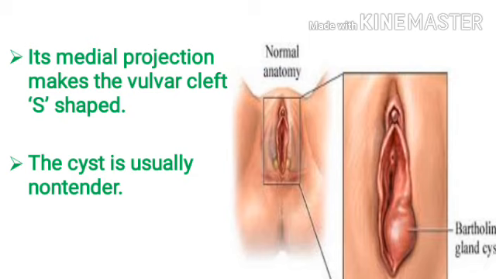It is a clinical diagnosis; by the clinical signs and symptoms and by clinical examination we can make a diagnosis very easily. The appearance of the vulval cleft is S-shaped due to the medial projection of this Bartholin cyst. In the picture, we can see the S-shaped vulval cleft due to the medial projection of the cyst. Usually the cyst is non-tender.